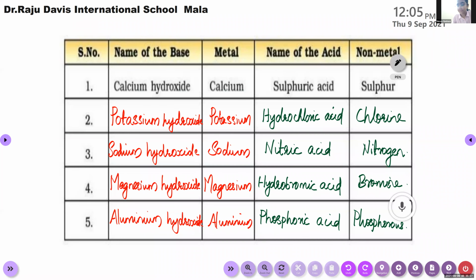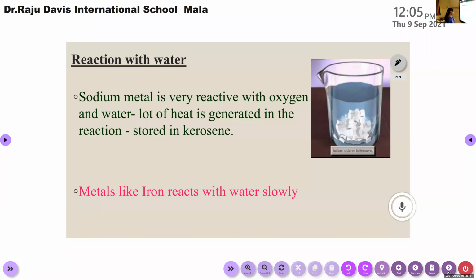Okay, then we are moving to the next type of reaction. That's the reaction of metals and non-metals with water. Did you watch the video of sodium in water in the last class? Yes, ma'am. You can see that sodium reacts very violently with water, right?